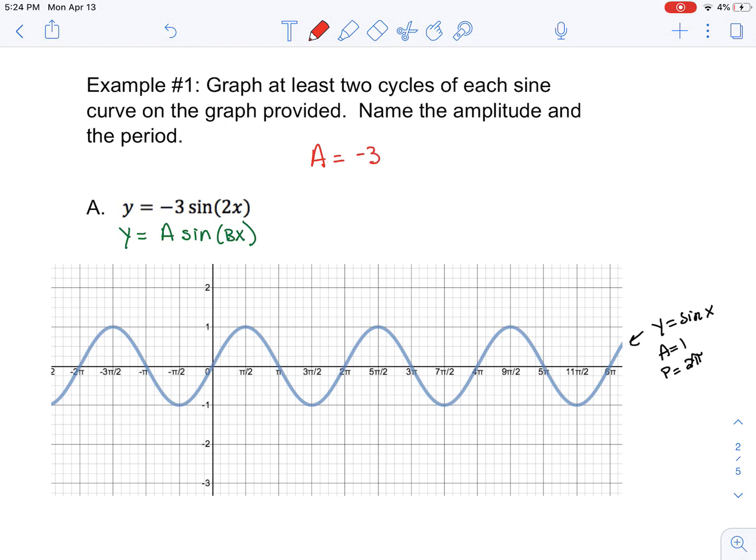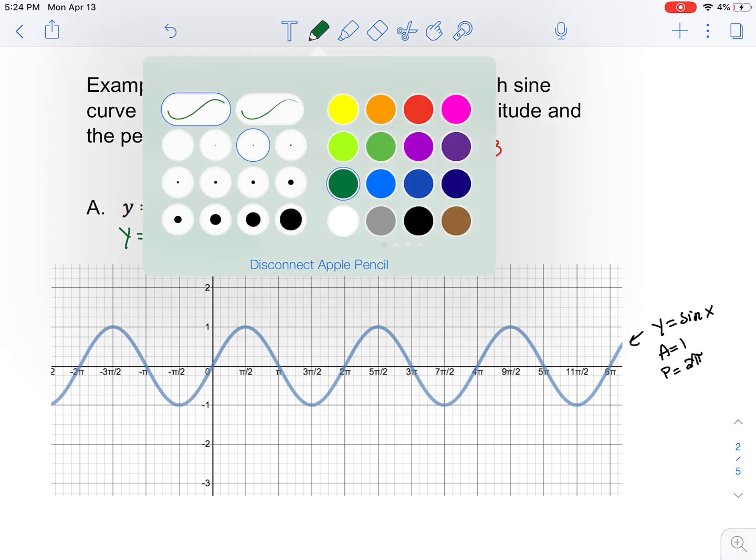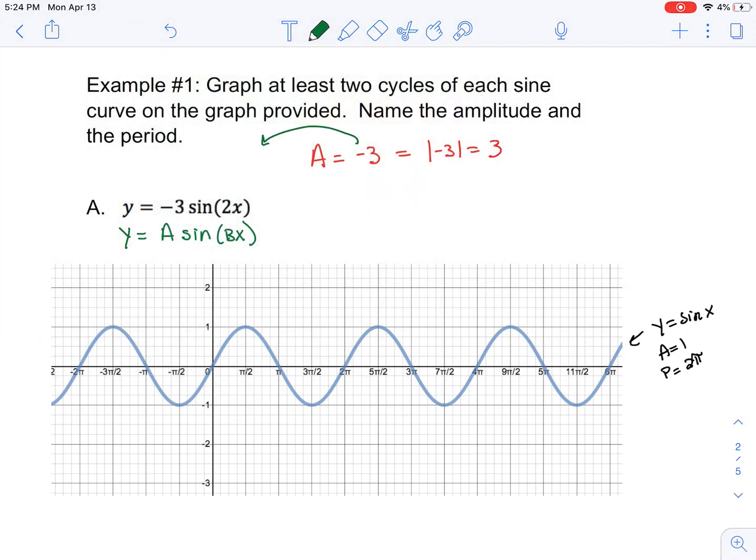That means our amplitude, my graph is going to stretch up rather than going to 1, it's going to stretch up to 3 and stretch down to -3. Our amplitude is always going to be the absolute value, so my amplitude here is 3. This negative, though, we need to keep in mind. What this negative means is that we're going to flip our graph over the x-axis.